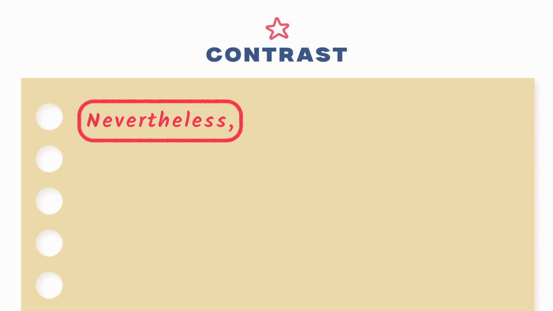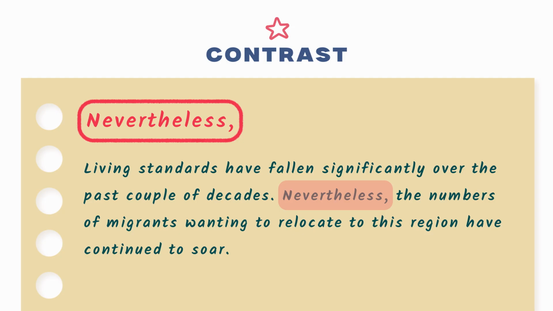The second linking word is nevertheless. Nevertheless. It means the same as however. Let's see how we can use it in a sentence. Living standards have fallen significantly over the past couple of decades. So we have talked about fall here. Now let's see how we can use contrast here. So we write nevertheless, comma, the numbers of migrants wanting to relocate to this region have continued to soar.